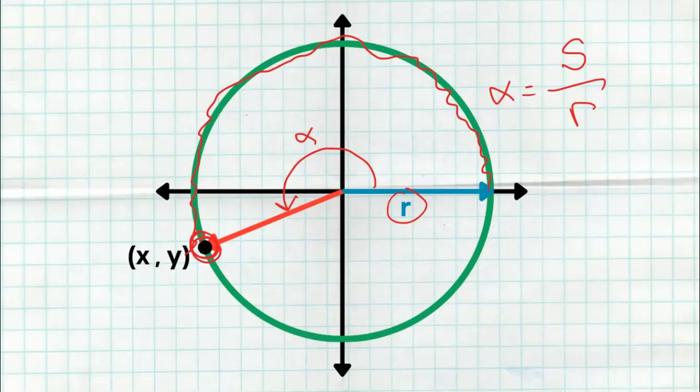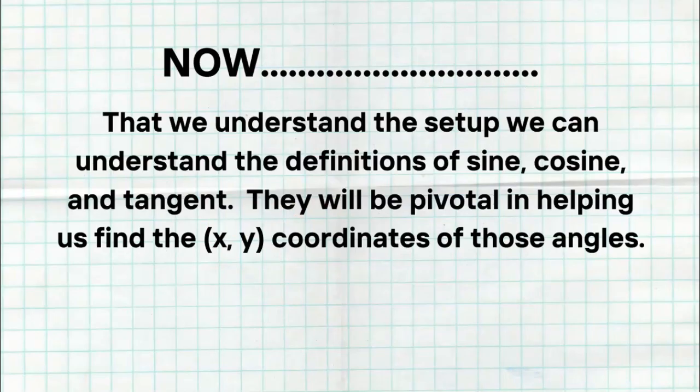So that's the end of this first part, right? And if we understand that setup, go back and watch this video again, right? Now that we understand this setup, we could understand the definitions of sine, cosine, and tangent, and they will be pivotal in helping us find that X and Y coordinate that I'm talking about, because trigonometry is the study of the three angles of a triangle. And to understand that, we have to connect all of this together. And it all starts with that setup that leads us to a point, and that point has an X and a Y. Different angles take us to different points. It's all connected through trigonometry.